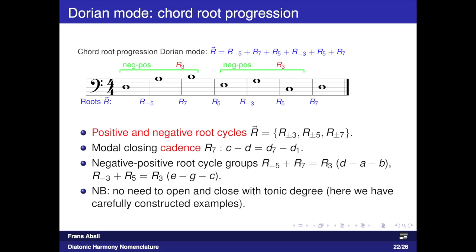Root movement in this Dorian mode chord progression consists of 4 positive root cycles and 2 negative root cycle steps. The negative root cycles once again have been combined into negative positive root cycle pairs, and the example closes with a modal cadence R7 going from C to the tonic D.